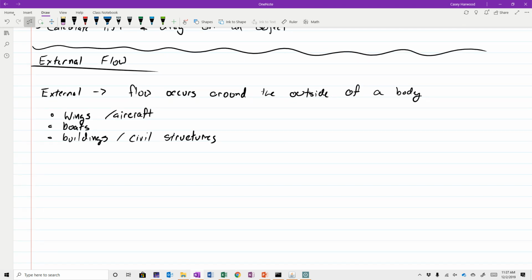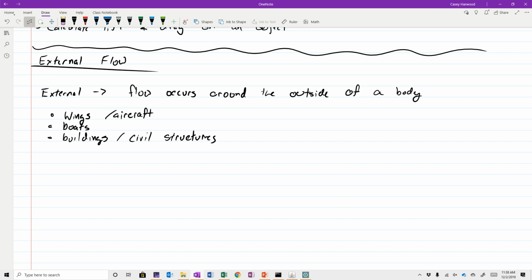Now, when we consider the flow around things like this, I should mention that this encompasses two different ways we think of fluids. If we think about aircraft or boats, these are objects moving through a stationary fluid, and with buildings or civil structures, usually you have a fluid moving past a stationary object. We'll see in a second that we treat those in the exact same way. But for all of these, our principal concerns are, what are the forces? What's the lift, what's the drag?